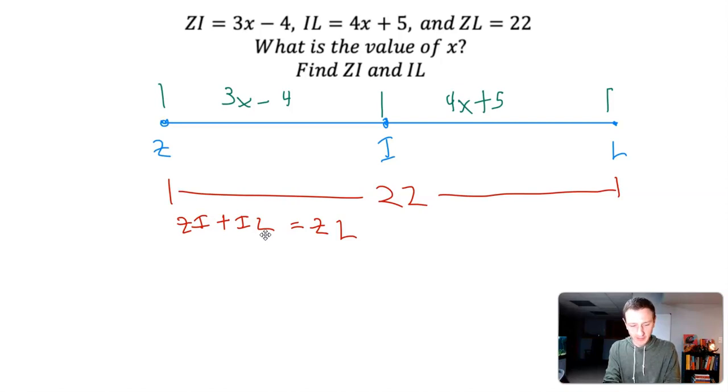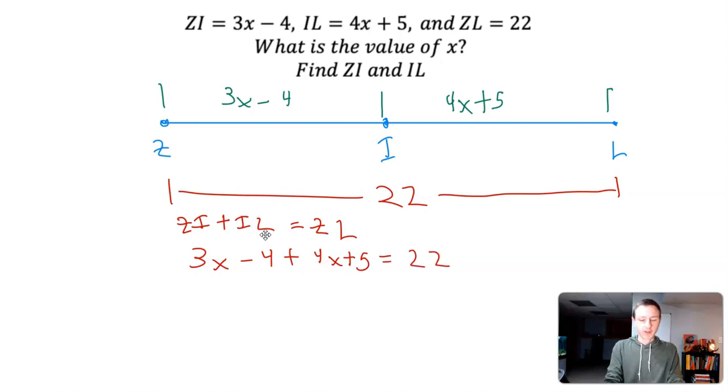So if ZI is 3x minus 4, I'm going to say ZI is 3x minus 4 plus IL is 4x plus 5, and that is equal to the entire length of the segment, which is 22. Segment addition postulate, I believe, is the name in geometry.